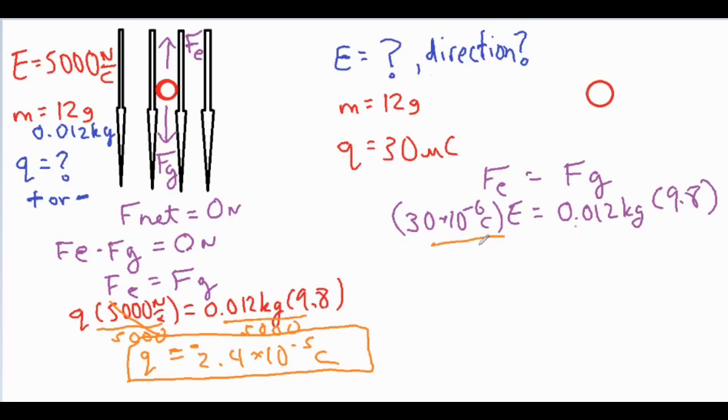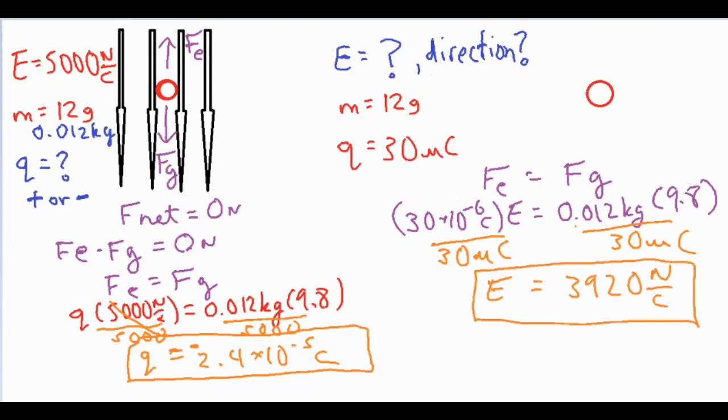So we're going to divide both sides by 30 microcoulombs. So I changed the 30 microcoulombs to 30 times 10 to the negative sixth, which is the exact same thing. So we're going to go ahead and divide both sides by that 30 microcoulombs. And then we have a value of 3,920 newtons per coulomb.